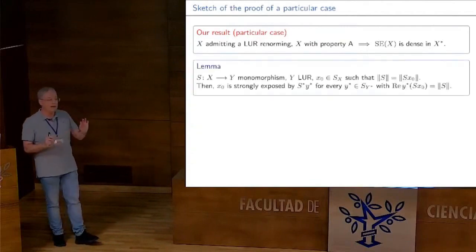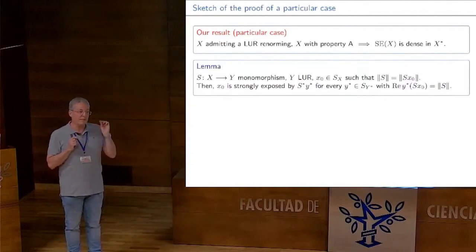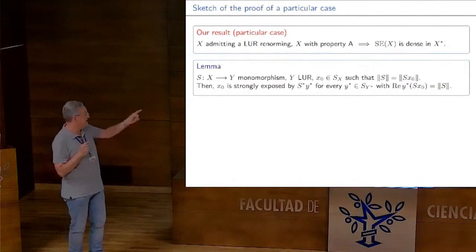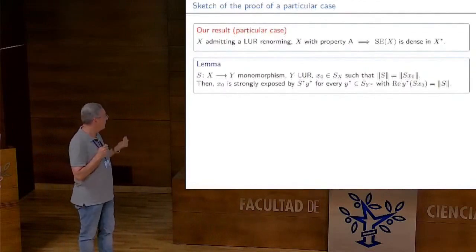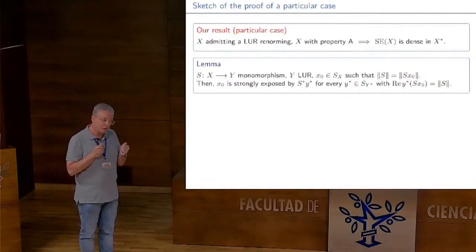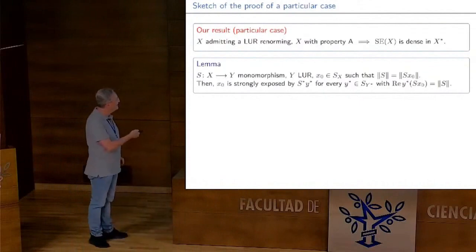Okay, the key lemma here is the following. It is the same lemma that Lindenstrauss used from the very beginning. If you have an operator that is a monomorphism, attains the norm, and the image is a strongly exposed point, which is less than what I wrote here, then the point is strongly exposed. But you get more. It's not only strongly exposed. You can know which are the functionals strongly exposing this point. The functional strongly exposing this point is S star of Y star for every Y star such that, I write here, Y star of S(x0) is the norm of S. This is the same as saying that S star attains the norm of Y star, and this functional attains the norm on x0.